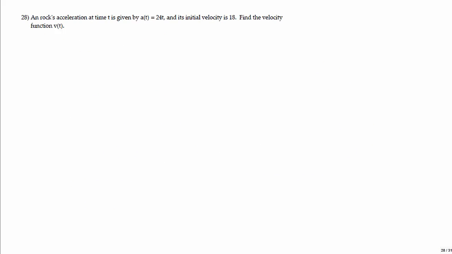A rock's acceleration at time t is given by a of t equals 24t, and its initial velocity is 18. Find the velocity function. Okay, so part of this is knowing the relationship. If you have distance and you take the derivative with respect to time, then you're going to get your rate or your velocity. And then if you take the derivative of velocity with respect to time, then you're going to get your acceleration. So to go backwards, you're going to use antiderivatives.